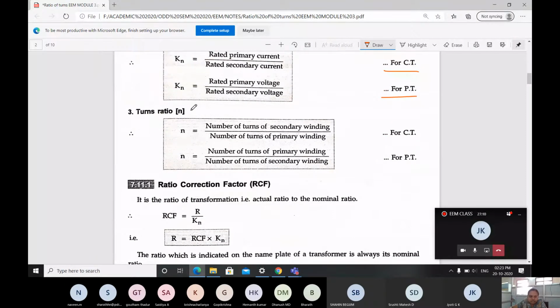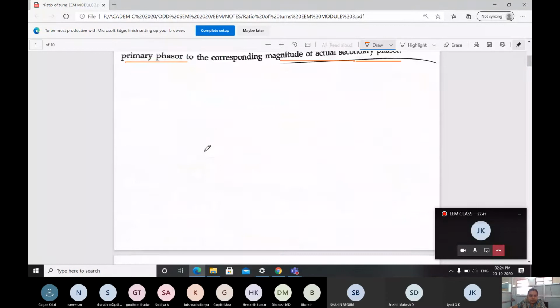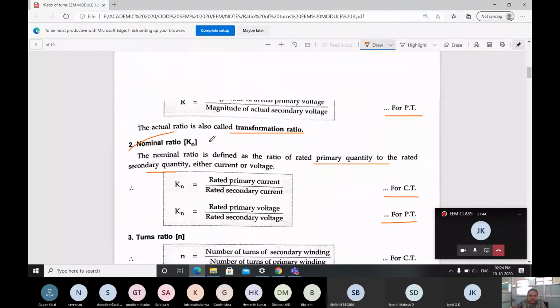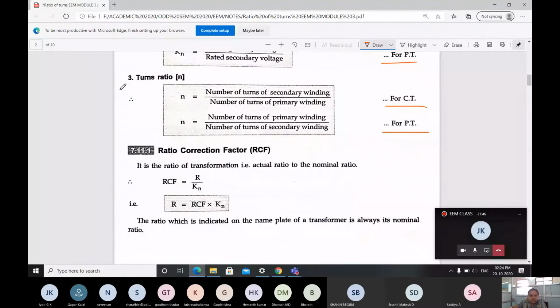Next is the turns ratio, which is taken as small n. In terms of a current transformer, n is the number of turns in the secondary winding to the number of turns of the primary winding, and n is equal to the number of turns of the primary winding to the number of turns of the secondary winding in terms of your PT. We learnt about the actual ratio, then the nominal ratio, then the turns ratio.